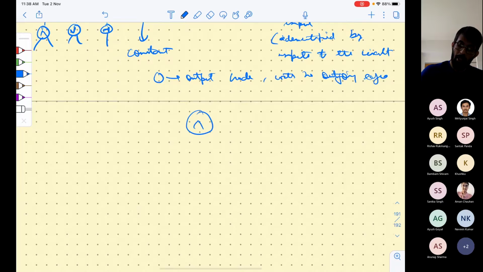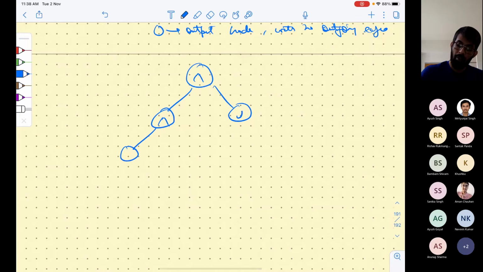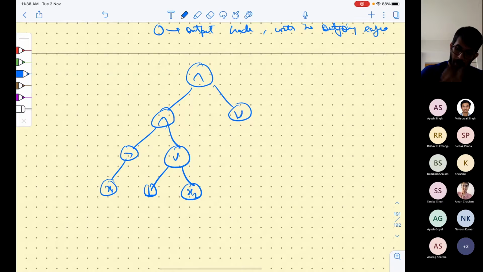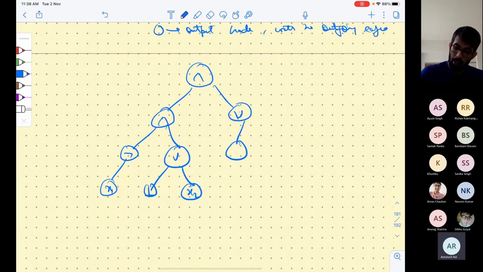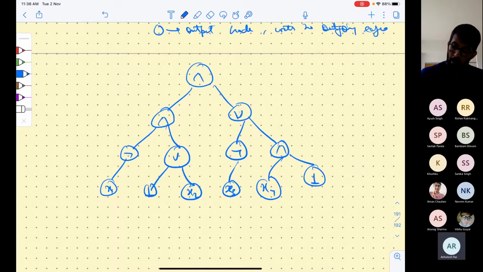So how does it look? Let's say here you have an AND, here you have an OR, here you have an AND, here you have a negation, and then you have an x1. Negation should have just one input. Then you have, let's say, an OR, then you have 1, here you have x2. Suppose you have a negation here, you have x3, and x4, x5, or let's say 0, or 1, or let's say 0.